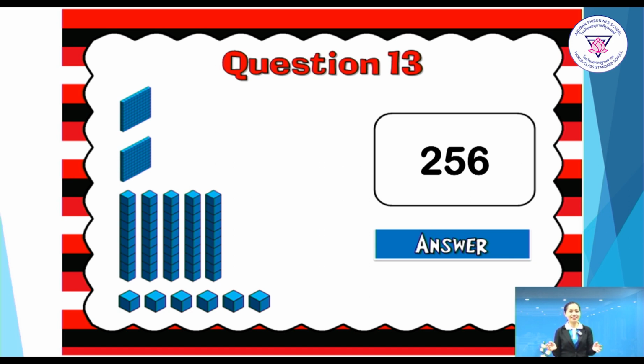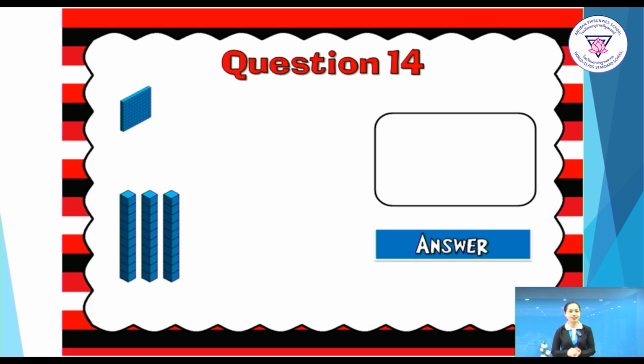Let's go to sample number 14. In number 14, can you see the blocks in thousands? Can you see the blocks in ones? No, you cannot see any blocks in thousands and ones. You can see only the blocks in hundreds and the blocks in tens. So what is the answer? It's 130.